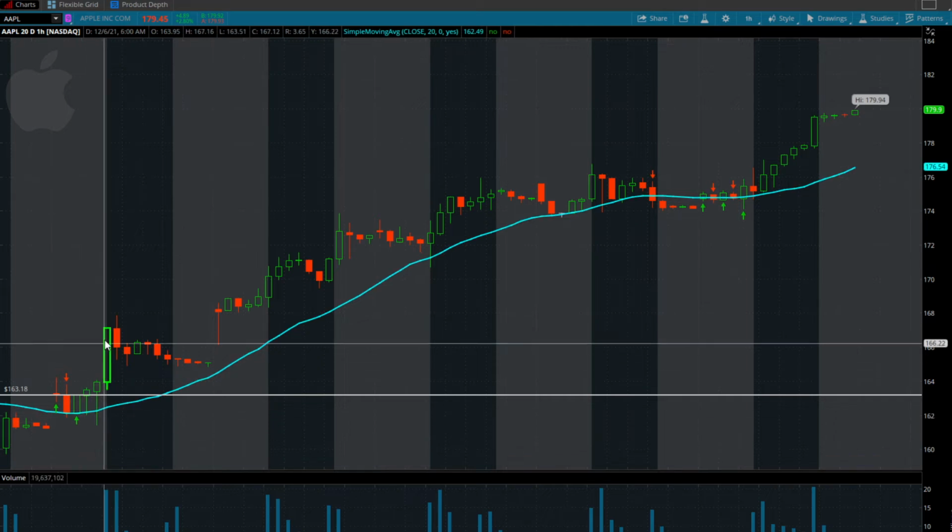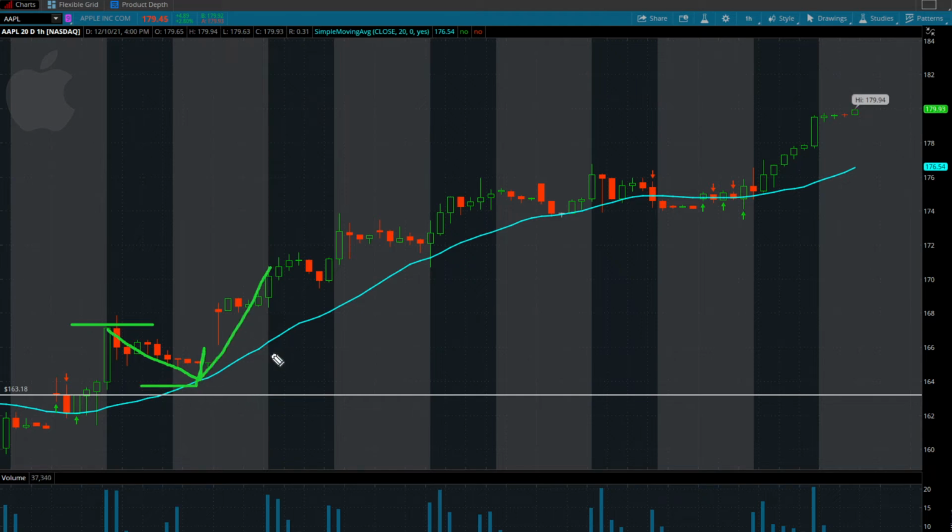Okay, let me pull up my drawing tool. We're not looking to short here just because Apple had a big pop. We're not looking to short when we're above the 20 period moving average. Why? Because we can get a bounce, and that's exactly what we did. A little bit of consolidation here.